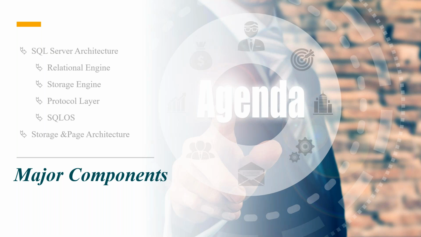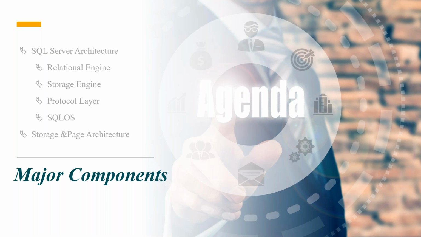Okay, so what are the key components available in SQL Server architecture? We are going to discuss the relational engine, storage engine, protocol layer, SQL OS, and if we have the time, then we'll also cover storage and page architecture. So how is the data residing in SQL Server in the form of pages? What is the page architecture? How many types of pages are available? Each page we'll discuss individually.